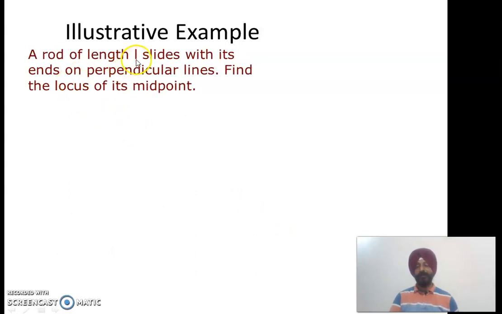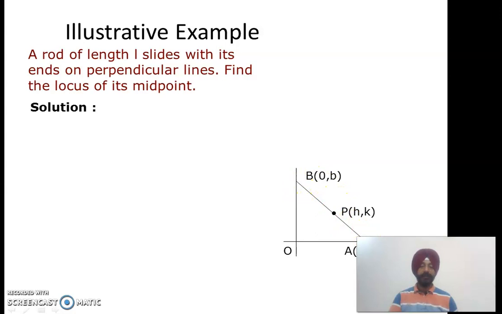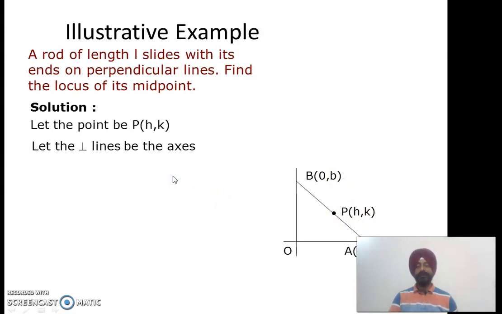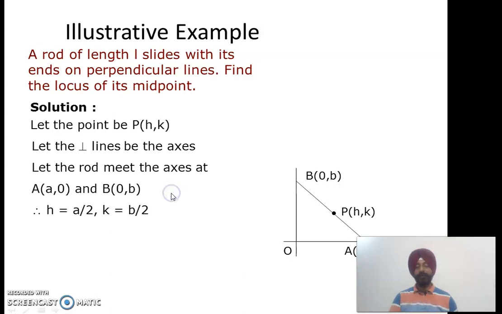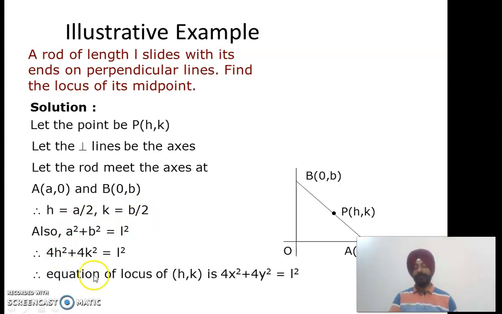Similarly, a rod of length l moves with its ends on perpendicular lines. Find the locus of its midpoint. Let P(h, k) be any point on the rod. Let the perpendicular lines be the axes. Let the rod meet the axes at A(a, 0) and B(0, b). Then h is equal to a by 2 and k is equal to b by 2, because P is the midpoint. And then a square plus b square is equal to l square. So a square means 2h square and b square means 2k square. So 4h square plus 4k square is equal to l square. The locus is 4x square plus 4y square is equal to l square.